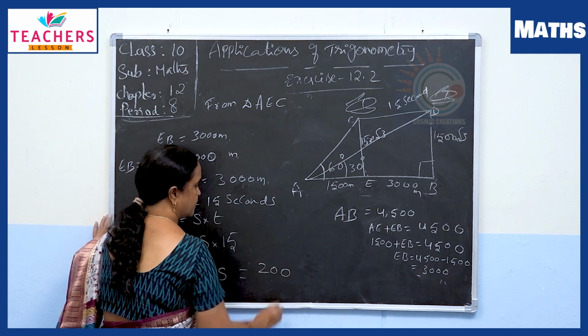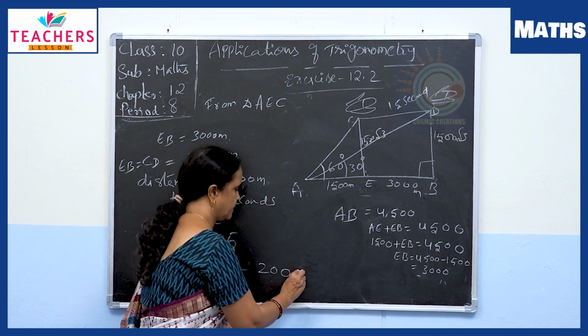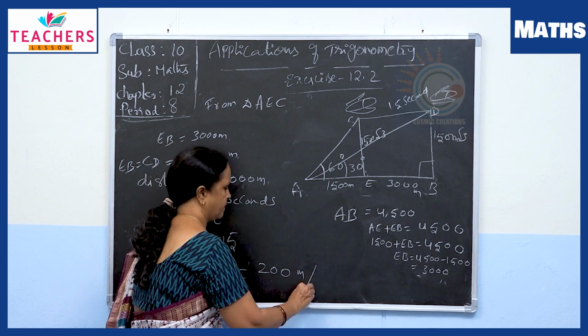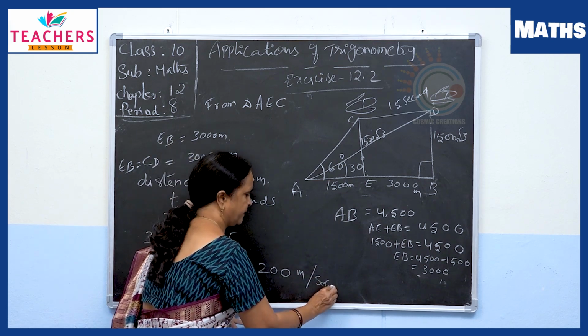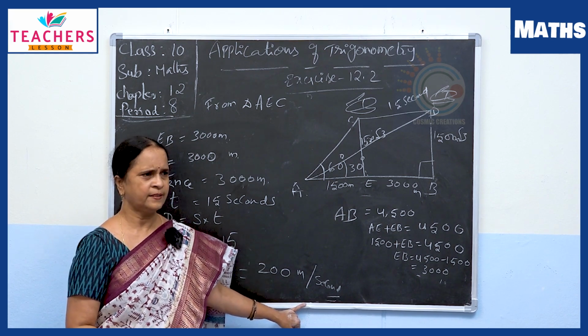200. Speed units. What are the units for speed? Distance in meters, time given in seconds, so meters per second. Okay. Have you got?